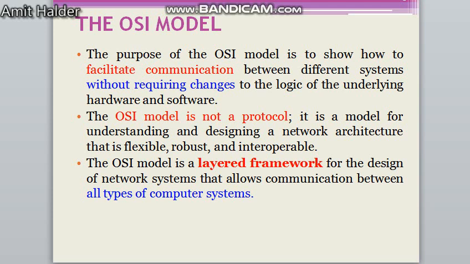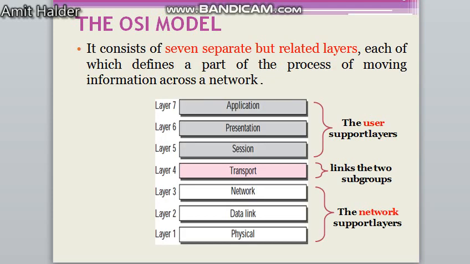Now, the purpose of the OSI model is to show how to facilitate communication between different systems without requiring changes to the underlying hardware and software. So there is some hardware and software that has been incorporated in the OSI model. The OSI model is not a protocol. It's a model for understanding and designing a network architecture that is flexible, robust, and interoperable. The OSI model is a layered framework for the design of network systems that allows communication between all types of computer systems. This is the basis of the 7 separate but related layers of the OSI model.